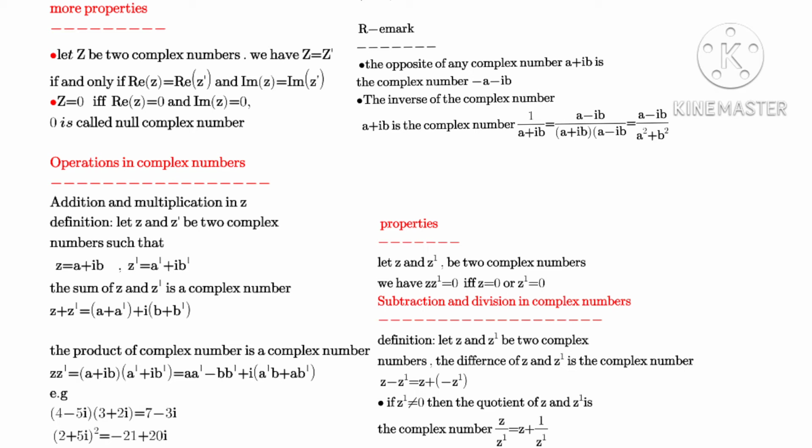Then we move to the subtraction and the division. The subtraction: z minus z prime will give us z plus open bracket minus z prime, if z prime is not equal to 0. So there is a condition surrounding that statement. Also, the quotient of z and z prime is the complex number z over z prime, which is the same thing as z times 1 over z prime. So the sign there is meant to be a multiplication sign, not an addition sign, so you can quickly change that.